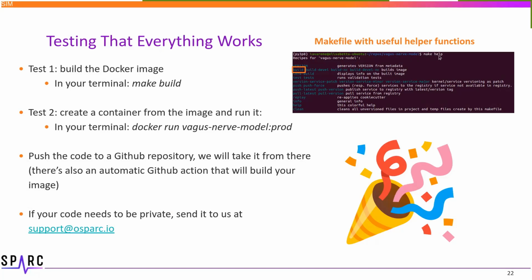If you type in your terminal make help, you will see a bunch of commands that you can use. One that is probably very important to run is the build. When you type in your terminal make build, this is going to go through the Dockerfile, so it's going to create a Docker image. Of course, you need to have Docker installed on your machine, but it's also rather easy to do. Depending on the complexity of your code and the Docker image you're building, it may take some time.